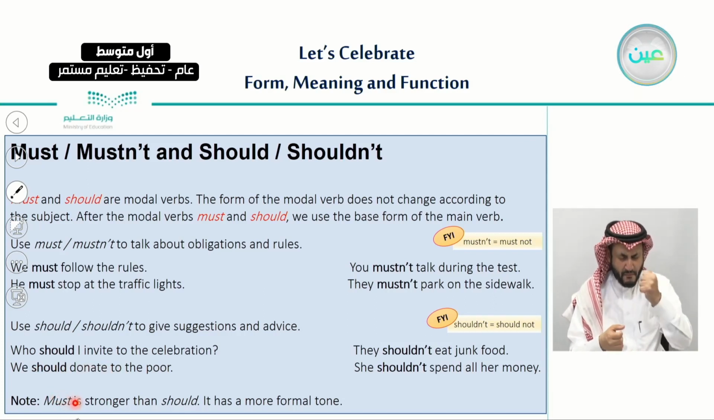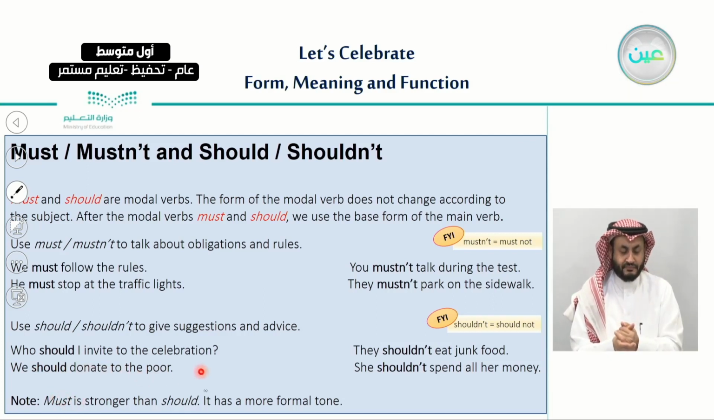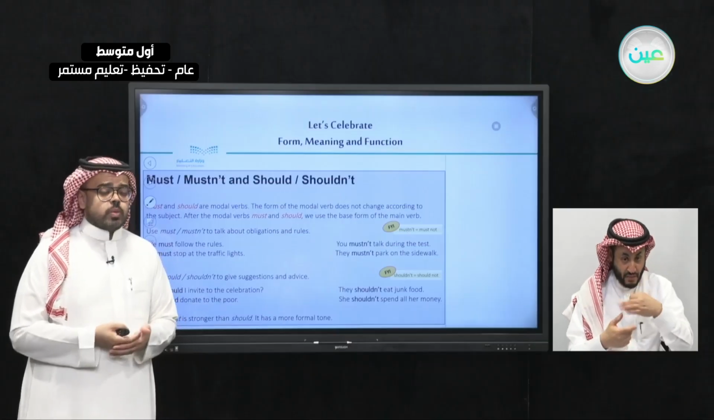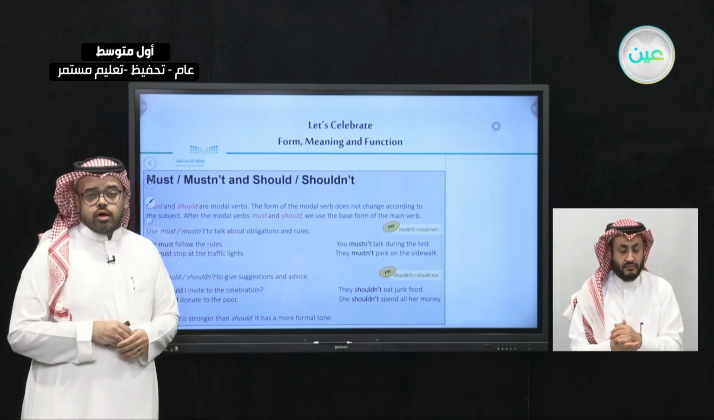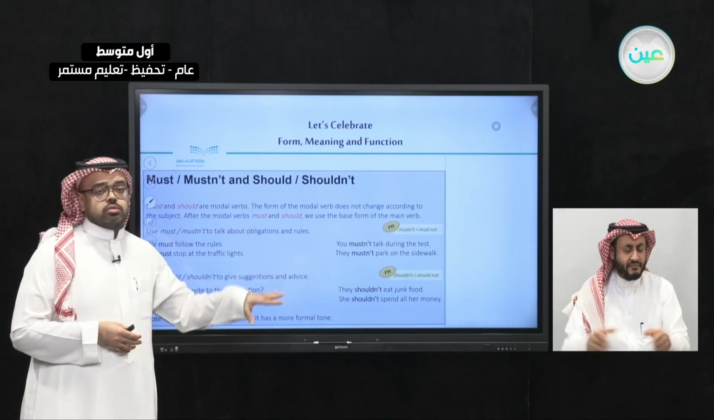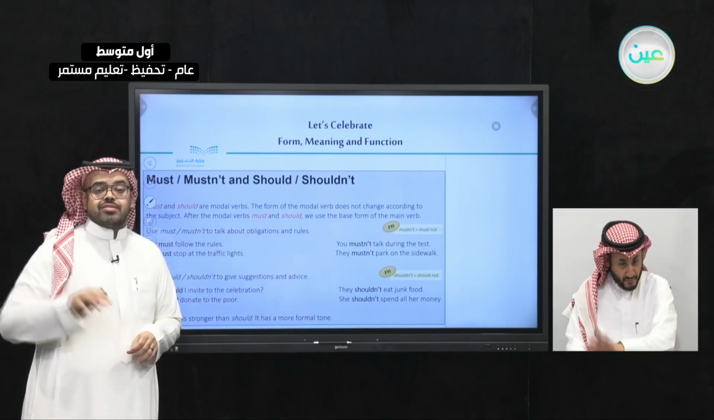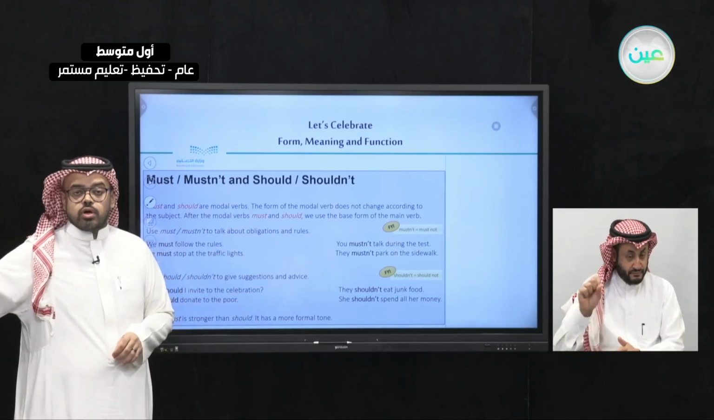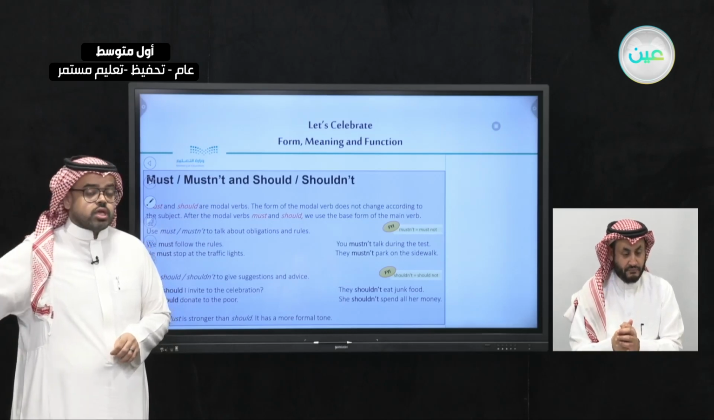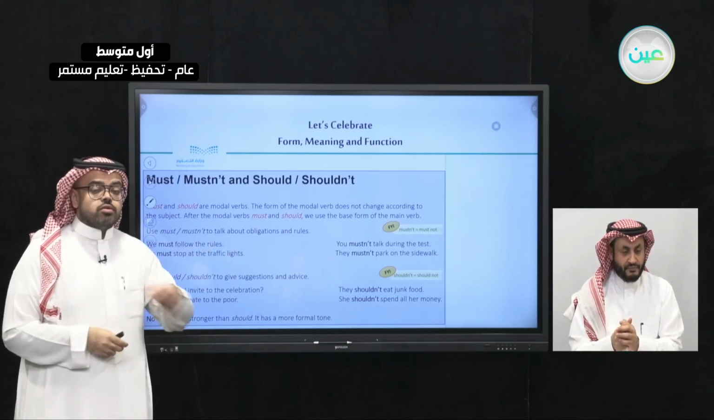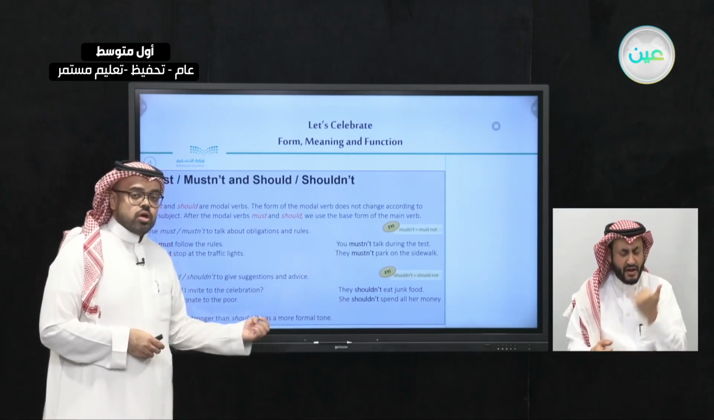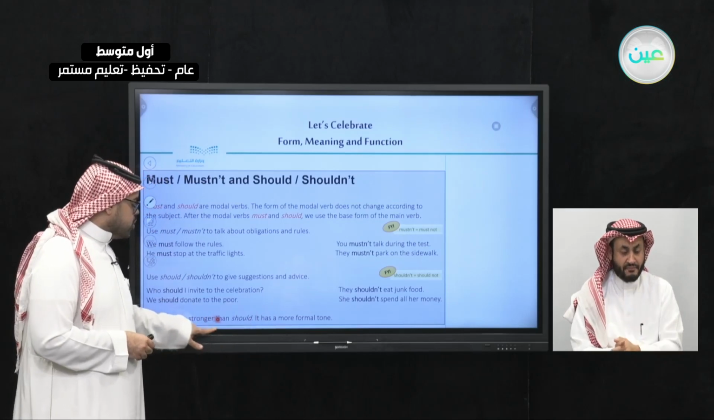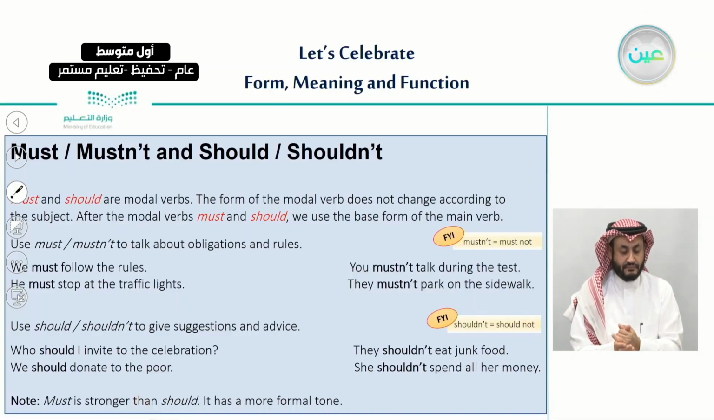And again, must is stronger than should, and it has a more formal tone. For example, when you go to a public place, you'll see some signs that say you must not park here, or you must obey the speed limit, or you must fasten your seat belt. So usually must has a formal tone, but it is much stronger than should.